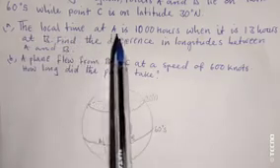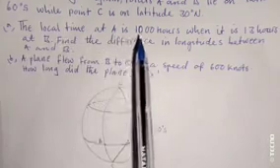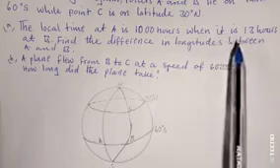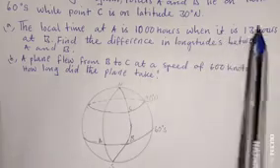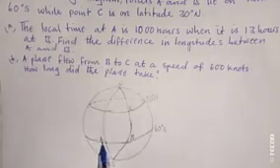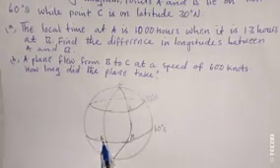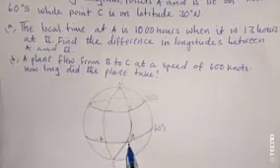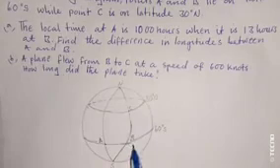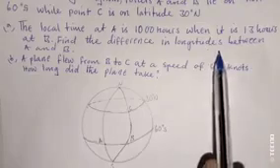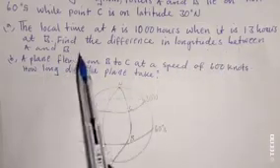The local time at A is 10 hours when it is 13 hours at B. So here at A it is 10 hours when it is 13 hours at B. So it means you are going this side, you are gaining time. Find the difference in longitudes between A and B.